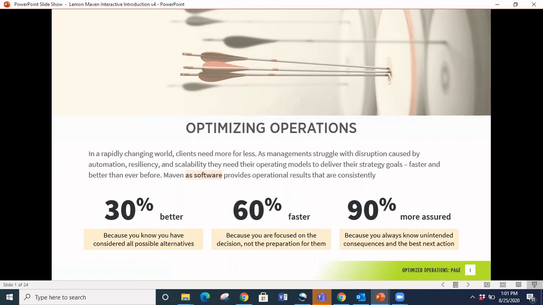And they were mostly 90% more assured with the kind of solutions they have generated, because they have already tested those solutions using Maven simulations for any unintended consequences on their operating model.